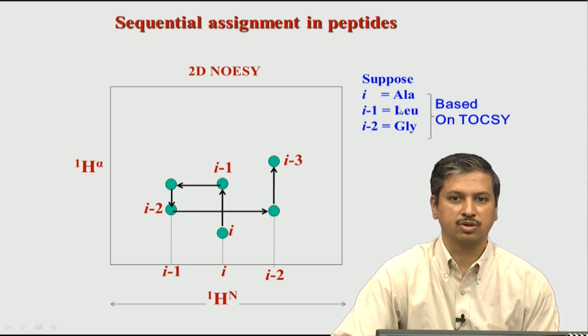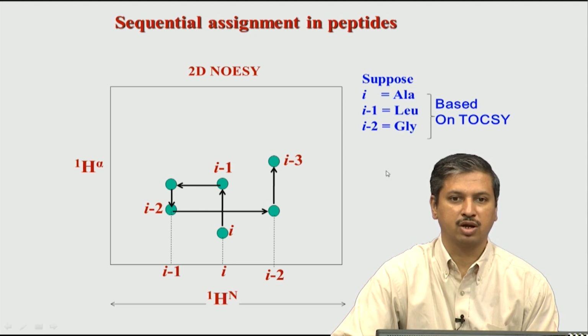So, now let us come to this place here. Suppose I started arbitrarily from a residue I, or a peak I, from the TOCSY. As I said, we will know the spin system, and suppose that spin system belongs to a residue alanine. Let us say I minus 1, which is along this vertical line, is another spin system, leucine, and I minus 2 is glycine. So, based on this TOCSY, we have identified the spin system corresponding to I minus 1 and I minus 2, and we have also formed a link between them using the NOESY spectrum.